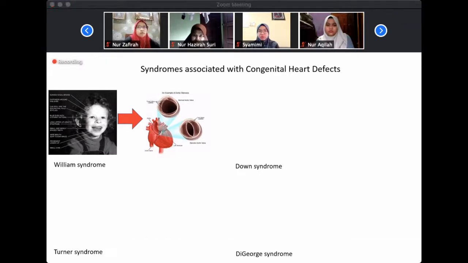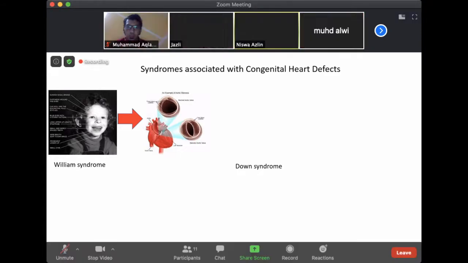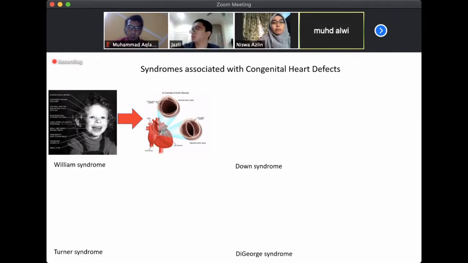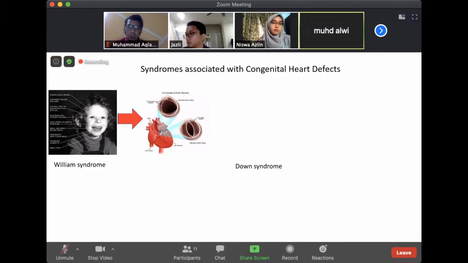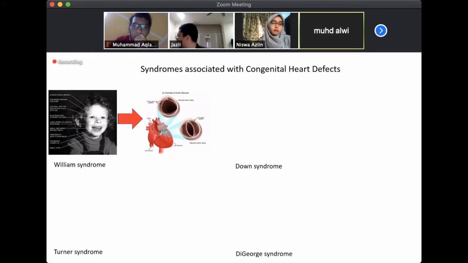Actually, with Williams syndrome, a lot of these Williams children are actually not detected at birth lah, unless they present with a calcium problem, so hypercalcemia. Actually they usually present with a cardiac problem lah. The main thing is murmur, and they have the murmur very early at birth.